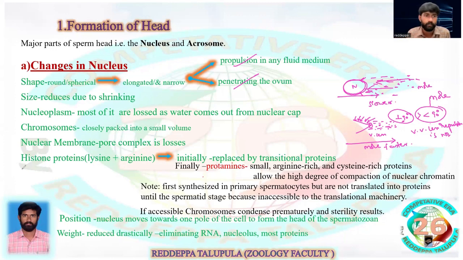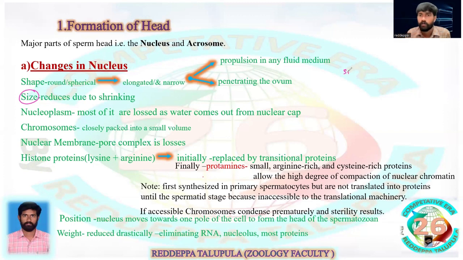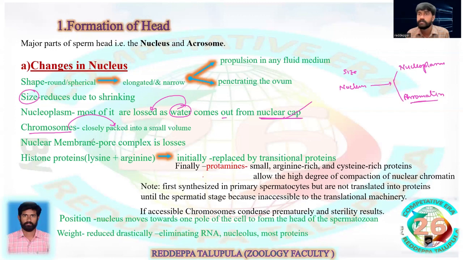Okay, next, size. The nucleus basically consists of nucleoplasm and chromatin substances. Most of the nucleoplasm is composed of water, and that water is lost from the nuclear cap. Next, the chromosomes are closely packed, thus the volume will be decreased. Because of these two reasons, the size of the nucleus will reduce very significantly.